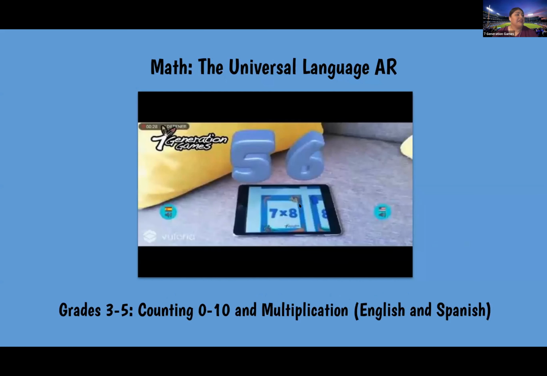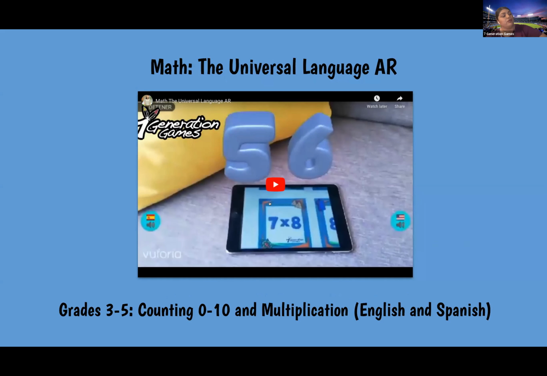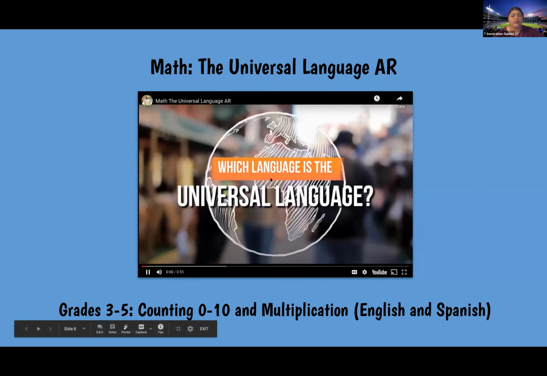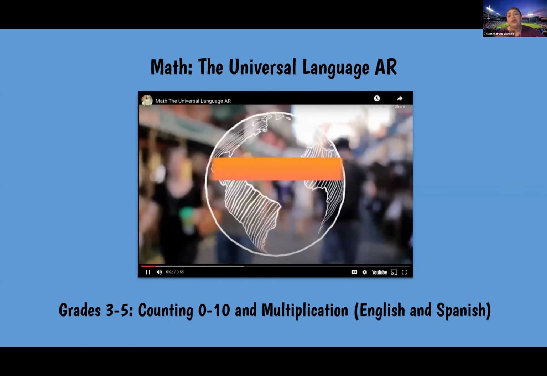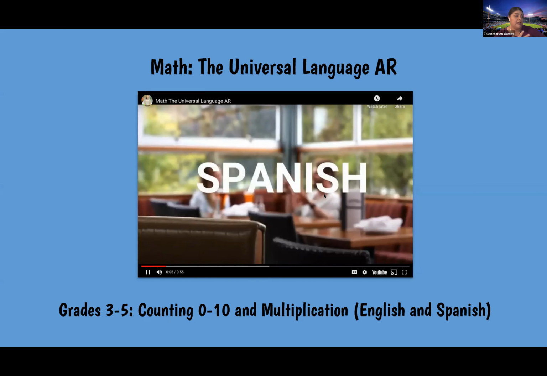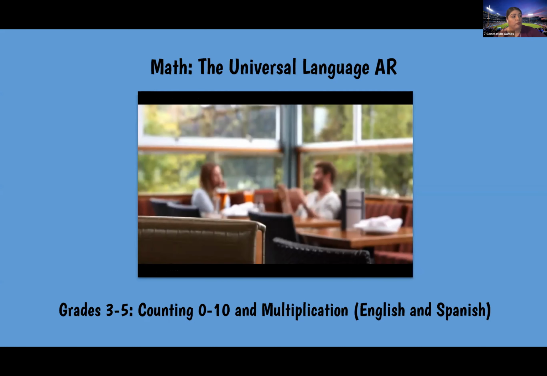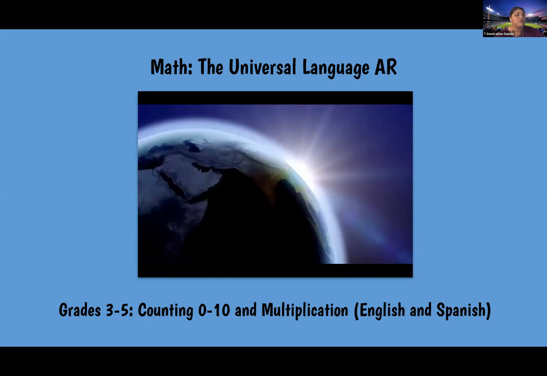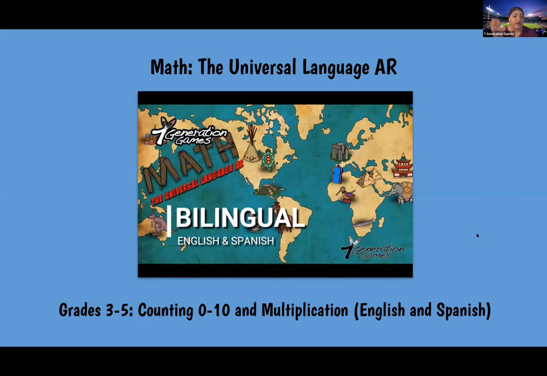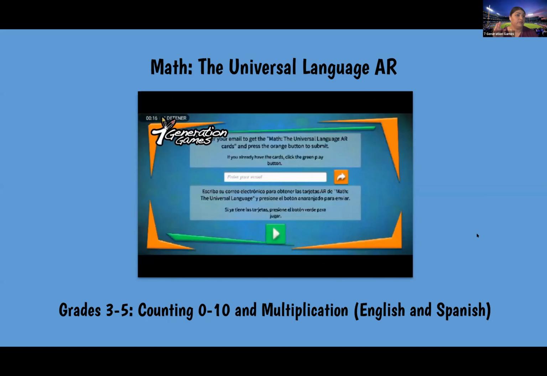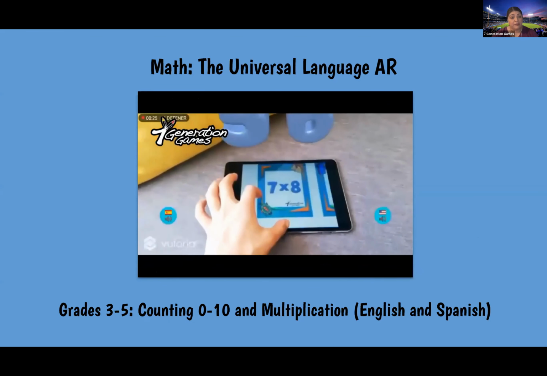So this is another one. This also has counting from 0 to 10, but it integrates multiplication. So English and Spanish, and it's grades 3 to 5. Like I said, we also include text and everything. So if you can't hear the audio, at least you can read it, but mostly you could see how the app works. Like I said, you have the cards available to you to either print out or access on a separate device.